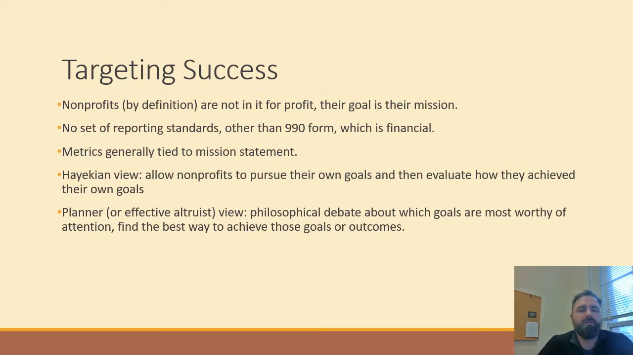Okay, now bringing this back to the Hayekian versus the planner, or as I would say, the effective altruist view of nonprofit evaluation. The Hayekian view lets all nonprofits pursue their own goals, and then we evaluate how they achieve their own goals. Did they achieve what they set out to do? Where the planner or effective altruist perspective is this philosophical debate about which goals are most worthy of attention, and then finding the best way to achieve those goals or outcomes.